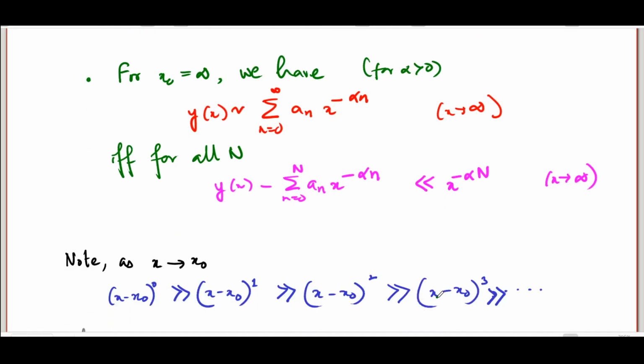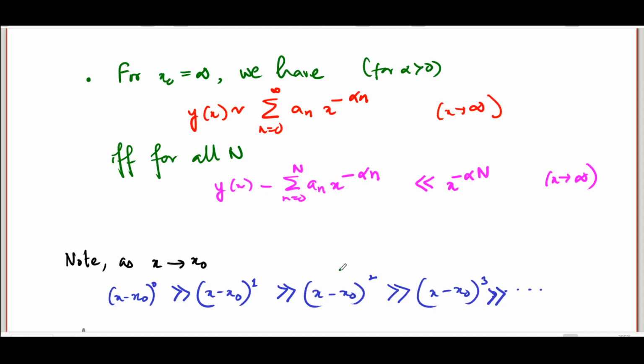Note that for the kind of power series that we talked about earlier, as x goes to x0, x minus x0 to the power 0 dominates x minus x0 to the power 1. This is negligible compared to this. Negligible not just in the standard English language sense of the word, but also in the strict mathematical definition of negligible that we introduced here. X minus x0 whole square is negligible compared to this. X minus x0 whole cube is negligible compared to this.